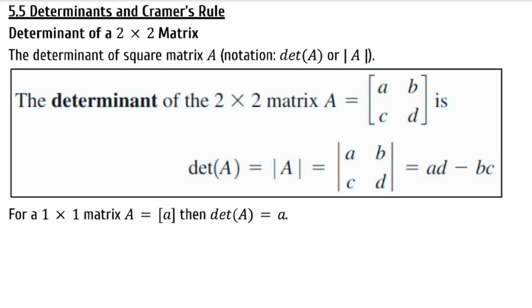5.5 Determinants and Cramer's rule. The determinant of a 2 by 2 matrix. We actually learned this formula when we were doing cross products with vectors. So if your 2 by 2 matrix is A, B, C, D, the determinant of A, or sometimes the notation for determinant is those straight up and down lines, the determinant of A, B, C, D is equal to AD minus BC. For a 1 by 1 matrix, A equals one entry A, then the determinant is just that singular entry.